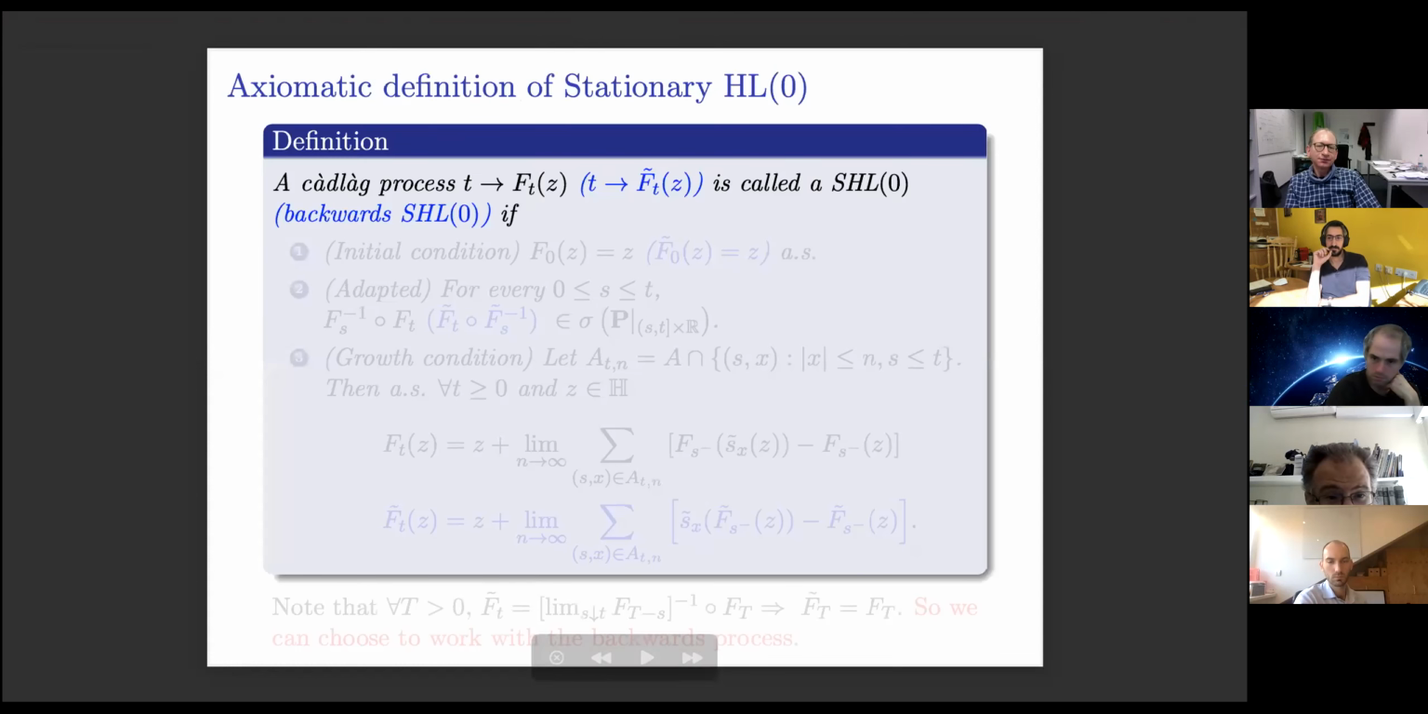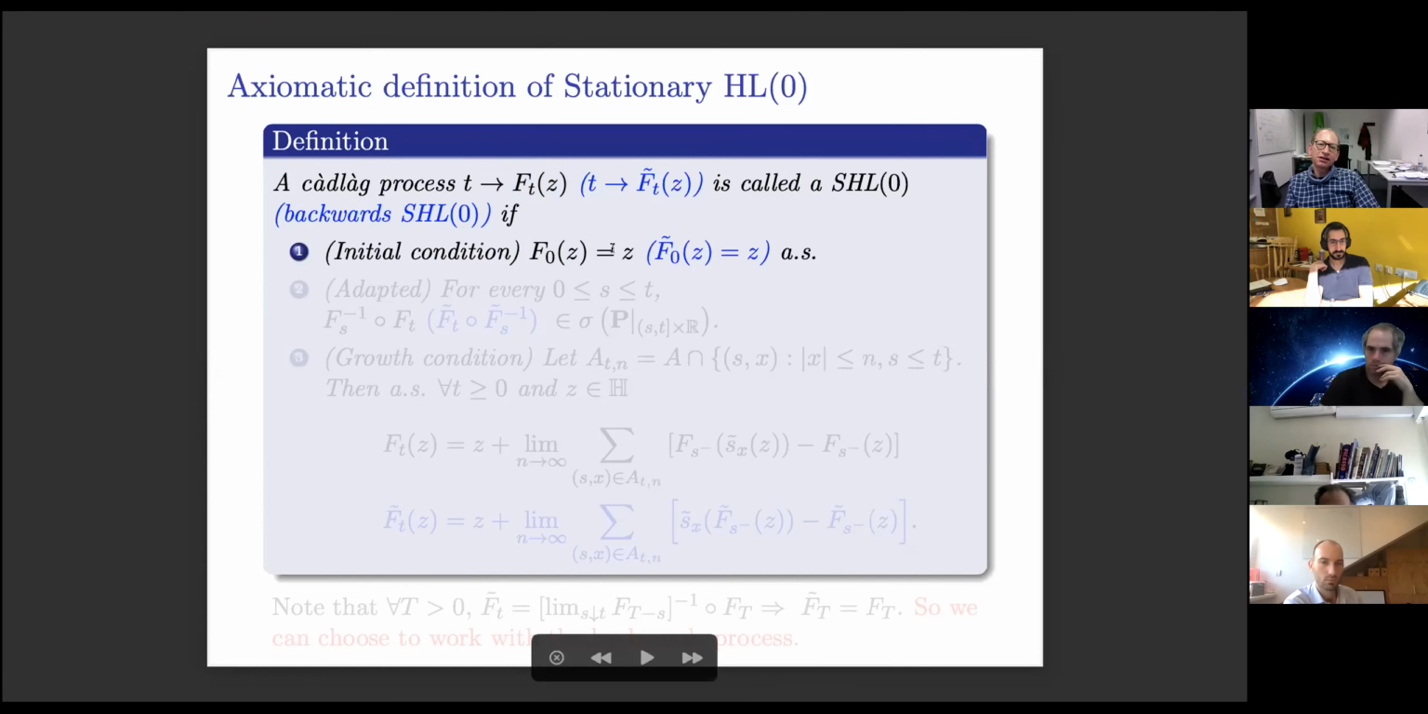And so we write an explicit definition. So the axiomatic definition of the HL0: a càdlàg process in t, so at every time t I get a function f_t. It's called SHL0, and in blue I have the backward SHL, and I ask you to simply ignore the blue and just look at what's written here in black. So the initial condition is we start with the identity. We start with nothing, with an empty aggregate.